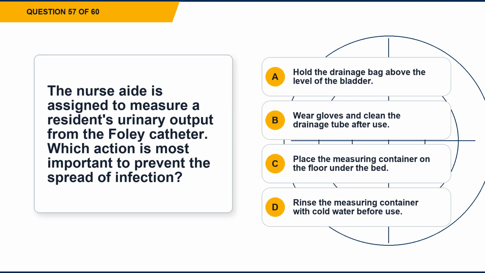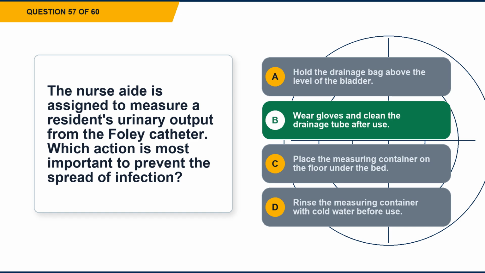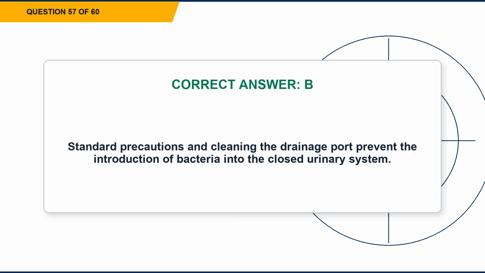Question 57. The nurse aide is assigned to measure a resident's urinary output from the Foley catheter. Which action is most important to prevent the spread of infection? Option A, hold the drainage bag above the level of the bladder. Option B, wear gloves and clean the drainage tube after use. Option C, place the measuring container on the floor under the bed. Option D, rinse the measuring container with cold water before use. The correct answer is option B, wear gloves and clean the drainage tube after use. Explanation: standard precautions in cleaning the drainage port prevent the introduction of bacteria into the closed urinary system.